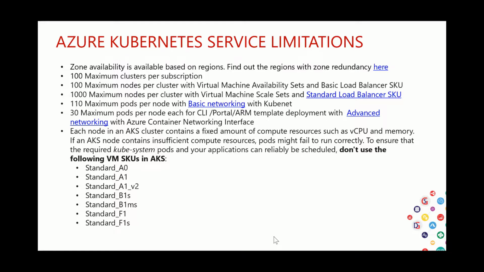Each service and resource has a certain set of quota limitations that you need to keep in mind. For AKS, we can have 100 maximum clusters per subscription. You can have 100 maximum nodes per cluster. This depends on whether you use the basic load balancer SKU. If you're using the standard load balancer SKU, you actually can do 1,000 maximum nodes per cluster.